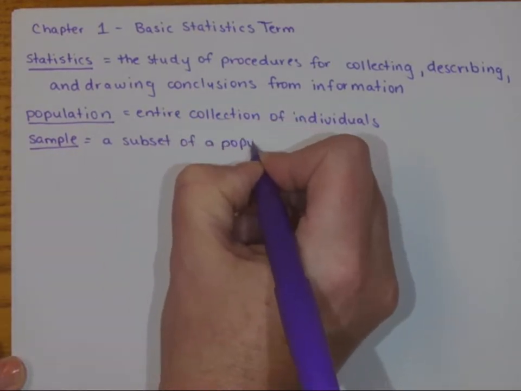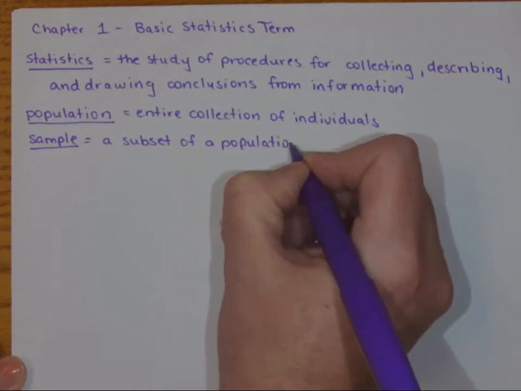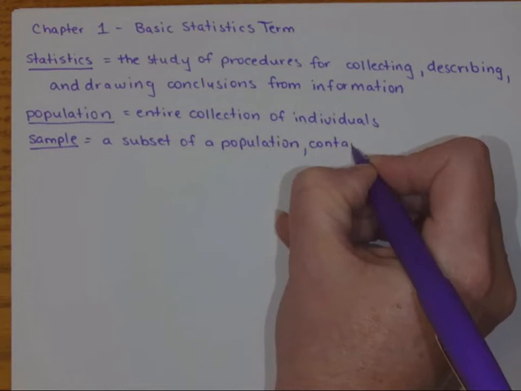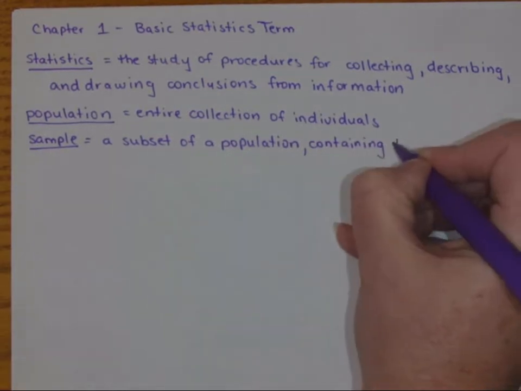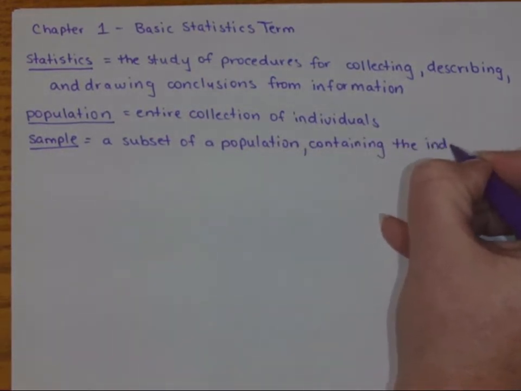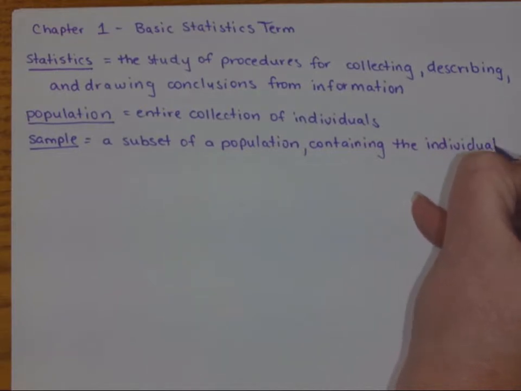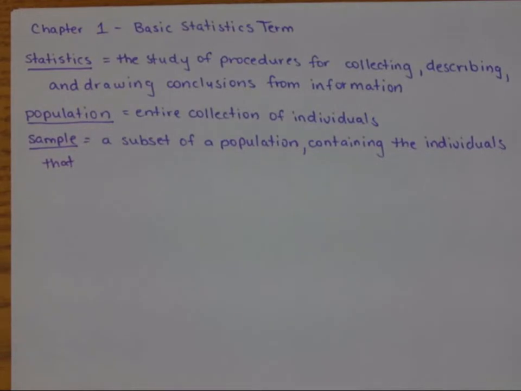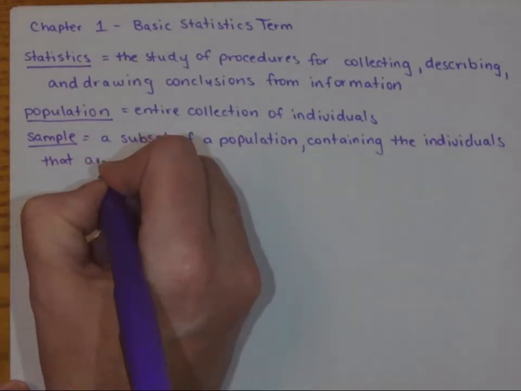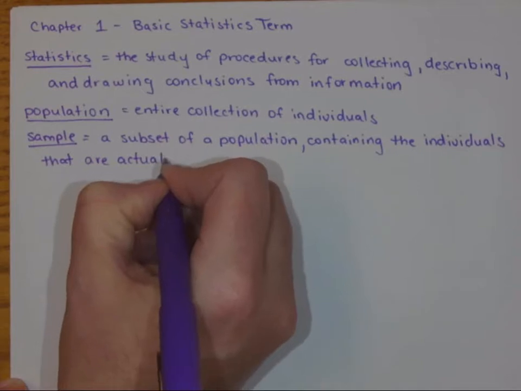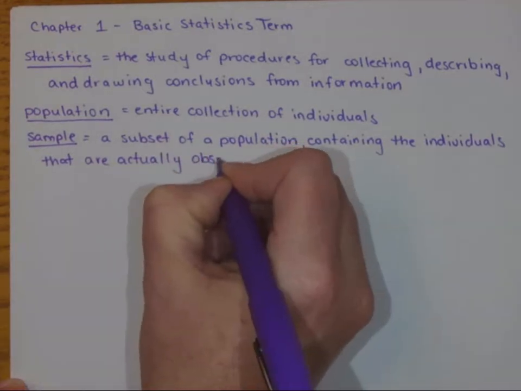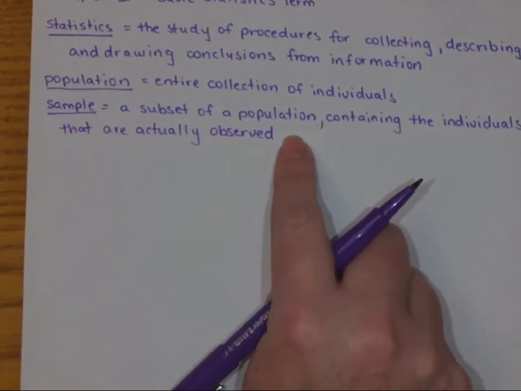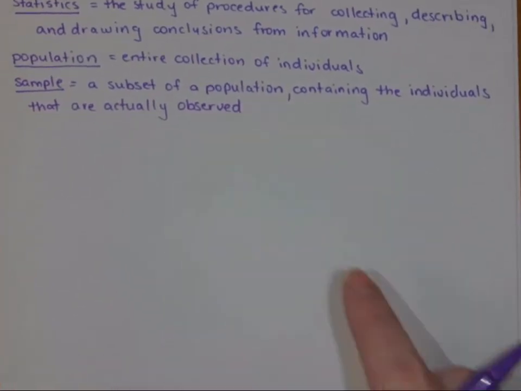And remember, a lot of times we think about a population as meaning people, but it can be anything. A lot of times we will be talking about people or human beings, but it can be measurements, it can be temperatures, it could be anything that we could observe. So a sample is a subset of a population containing the individuals that are actually observed. The difference here is that for a population you look at all the individuals in a group, and a sample would be a smaller subset of that group.